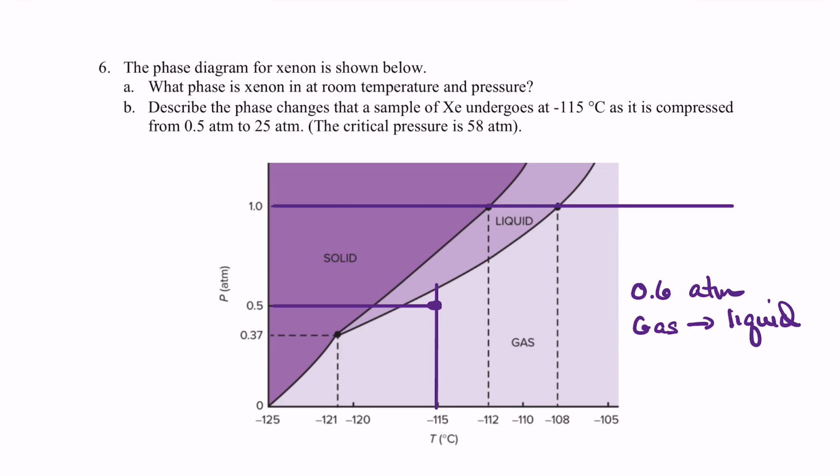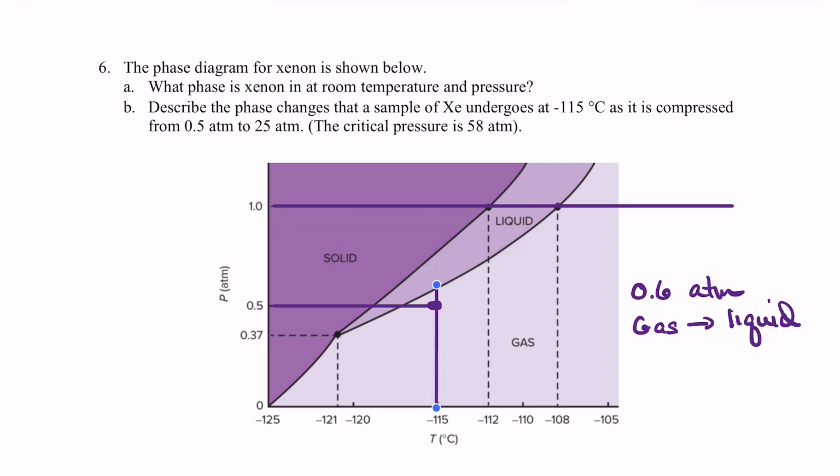So at negative 115 degrees Celsius and roughly again 0.6 atmospheres, and that's an estimate based on the curve that we have here because it's not marked off in a way that allows us to make a more precise determination of pressure. But at that point of intersection, it's roughly 0.6 atmospheres. We'll continue to increase the pressure. As it says here, we're going up to 25 atmospheres.